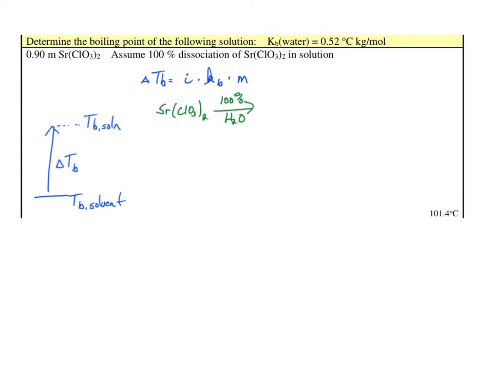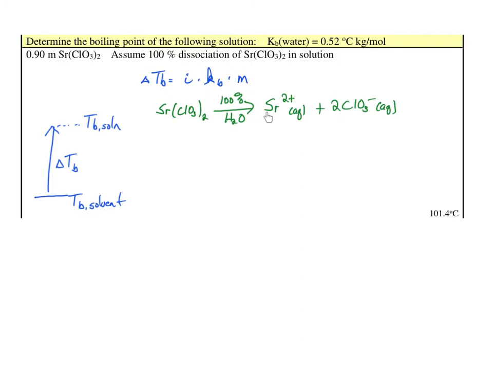Strontium chlorate is a soluble ionic compound. It's going to dissolve in water, and like all ionic compounds, when it dissolves in water, it's going to dissociate into ions. Now we're going to assume that it dissociates completely into ions, such that when it's done, there is no remaining strontium chlorate. Instead, we have only strontium ions and chlorate ions.